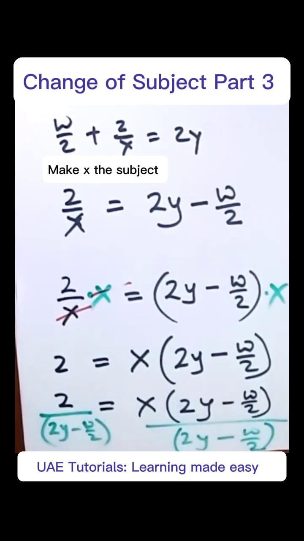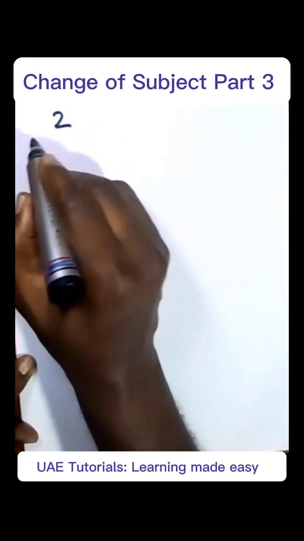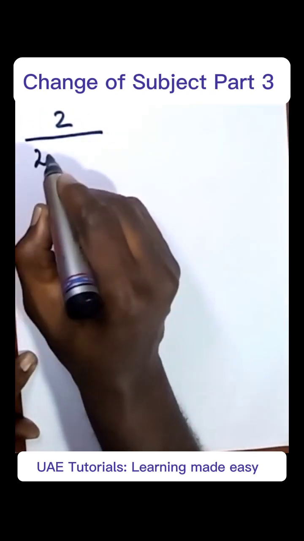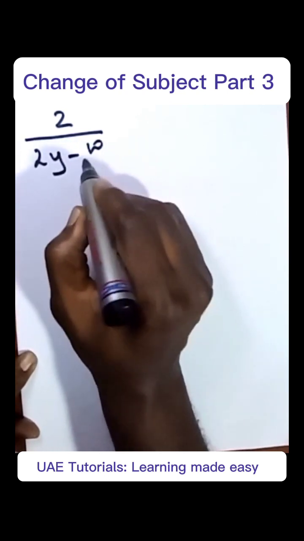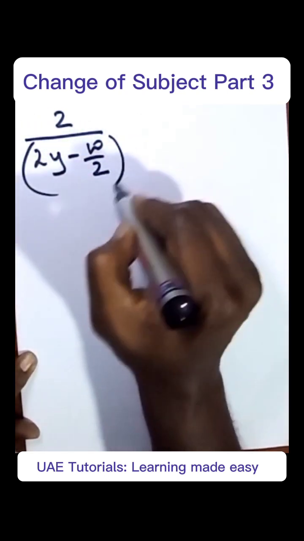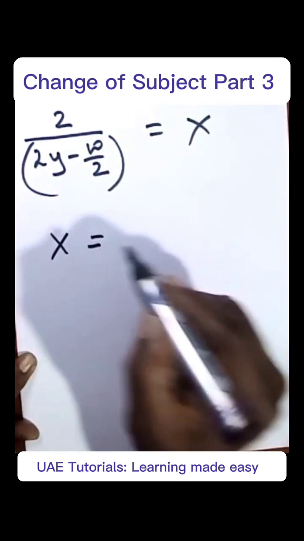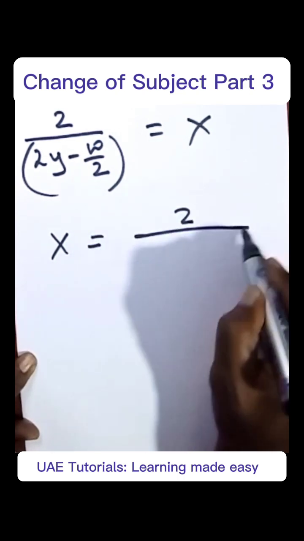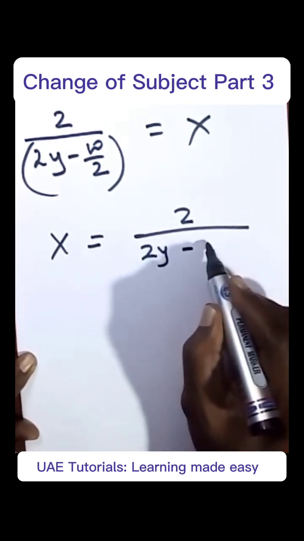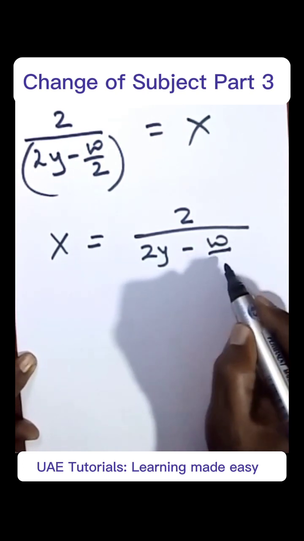And when I do that, this will cancel this. So x is now free on one side. Did you notice that? Just look at it. 2 all over 2y minus w over 2 equals x. Or x is equal to 2 all over 2y minus w over 2.